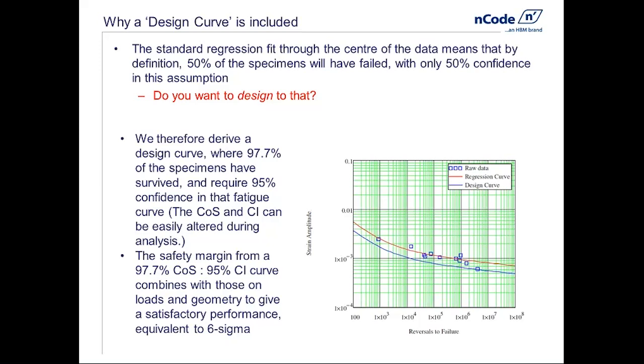We can, of course, in the analysis of this, choose any set of certainties of survival and confidence interval you require. For example, you can do the B10 or B5 or whatever things at a 50% confidence interval. But what we have selected gives you 6 sigma performance if you combine it with all the other effects in the design.